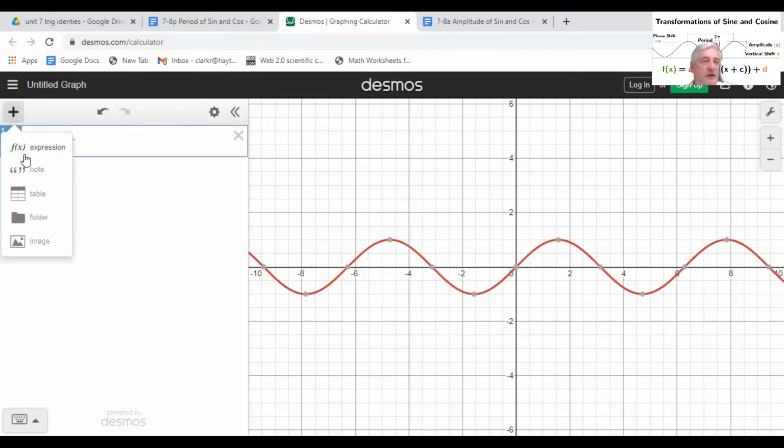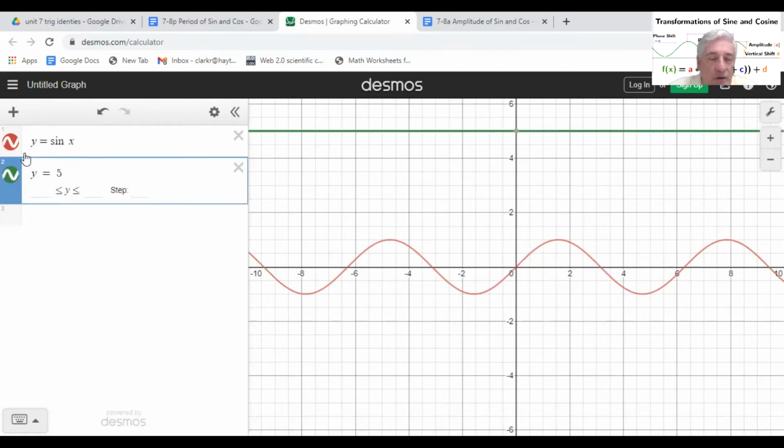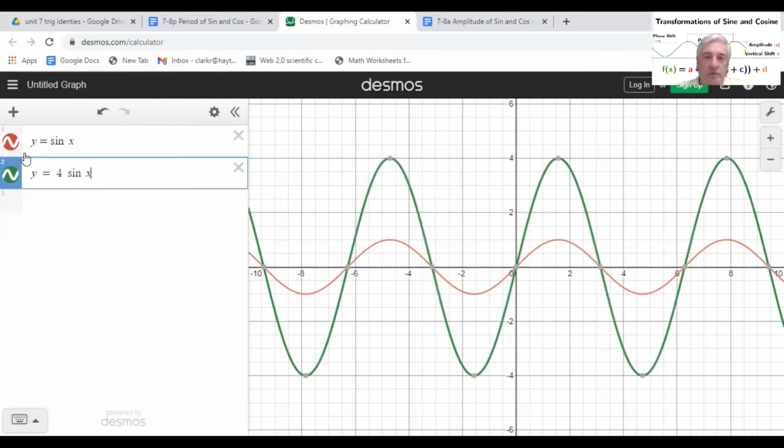So let's just pick a number between 1 and 5. Okay, he picked 4. y equals 4 sine x. What did I do? I made everywhere there's a -1 is now -4. Everywhere there's a 1 is a 4.